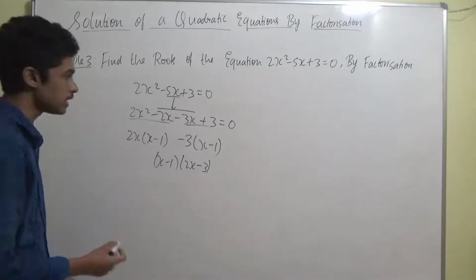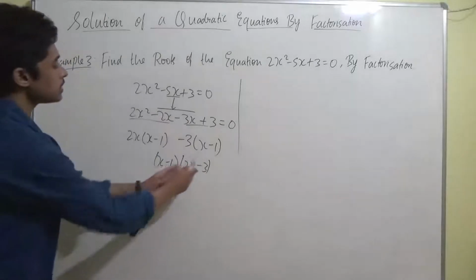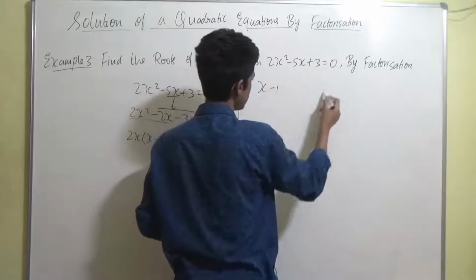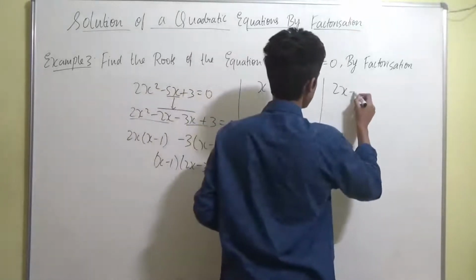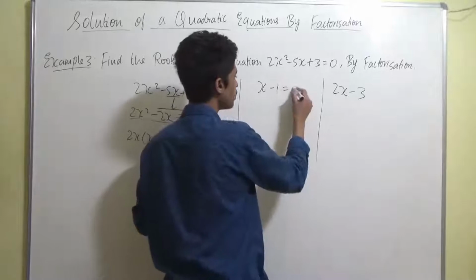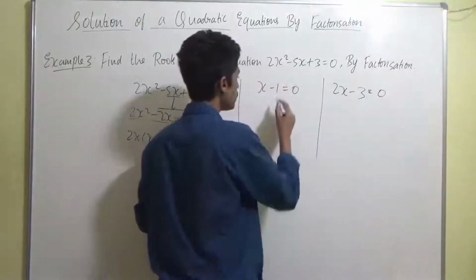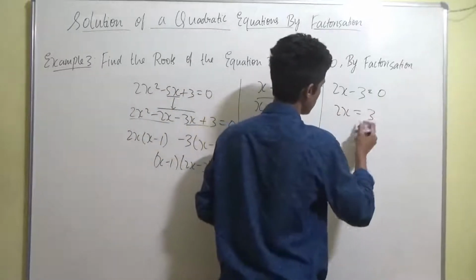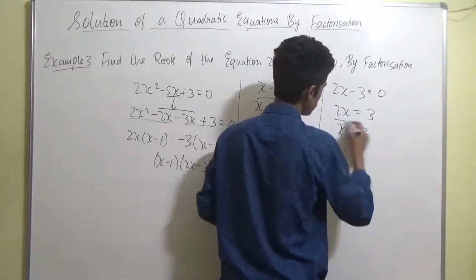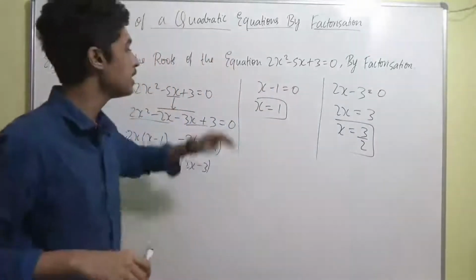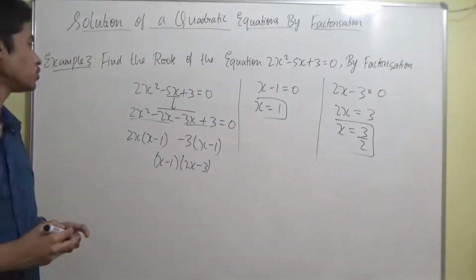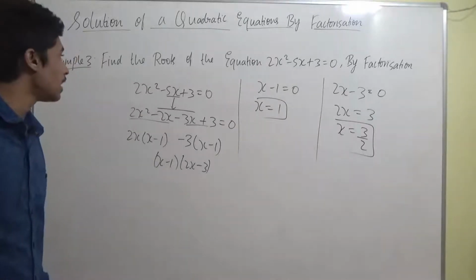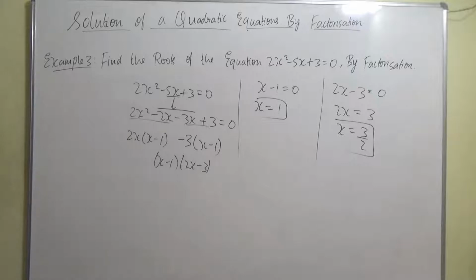So how will you find the roots? As I said, you have to equate both these factors to 0 and find the value of x. That is x minus 1 and 2x minus 3, both of them equated to 0. Now x will become equal to 1. Here 2x will become equal to 3, so x will become equal to 3 by 2. Getting it, guys? So the roots are x equal to 1 and x equal to 3 by 2. That's what they asked us to find. As simple as that, guys. I'll move aside now. You can take the screenshot.